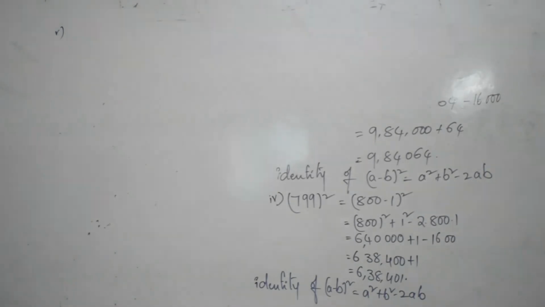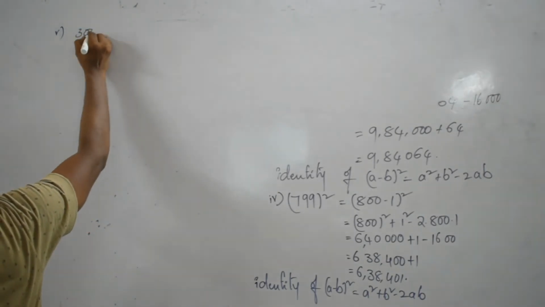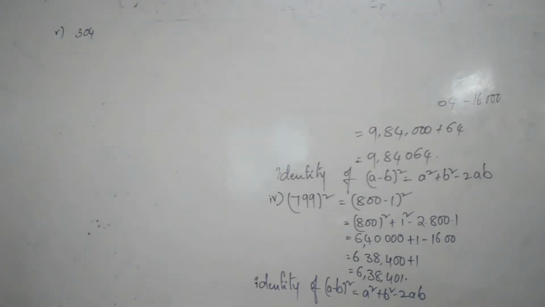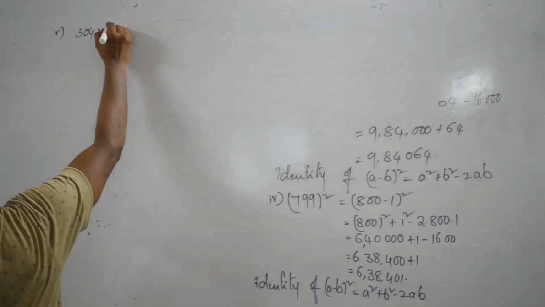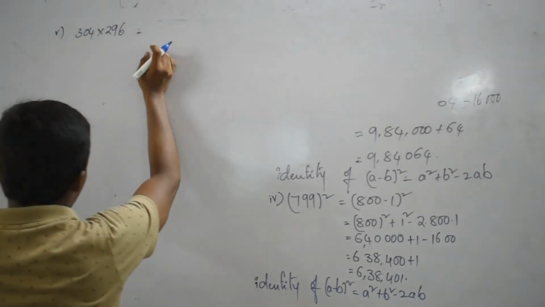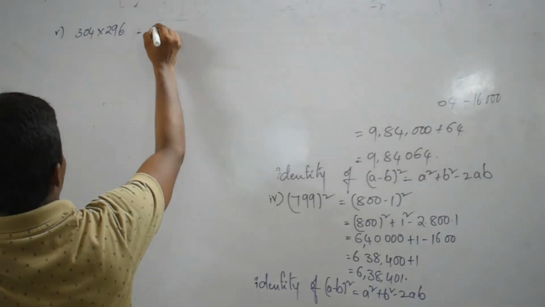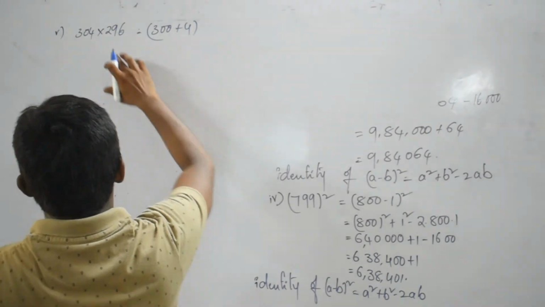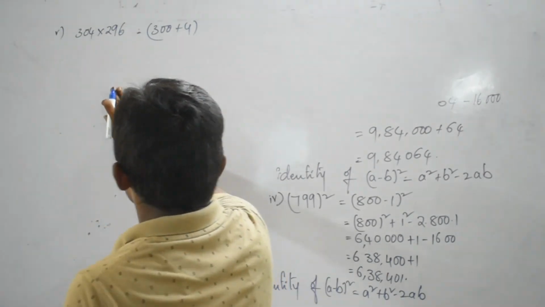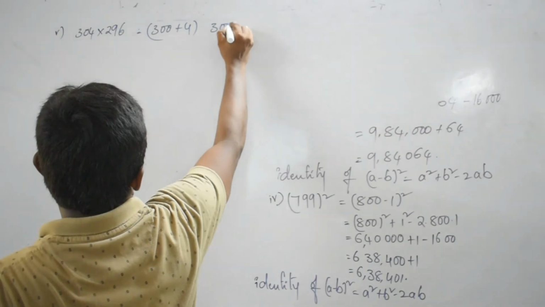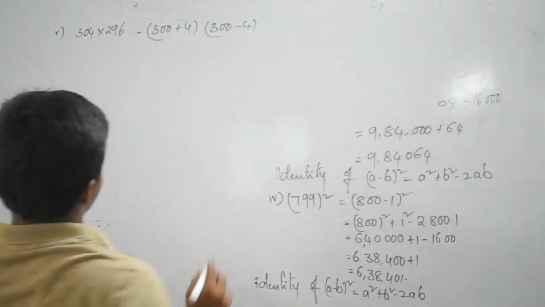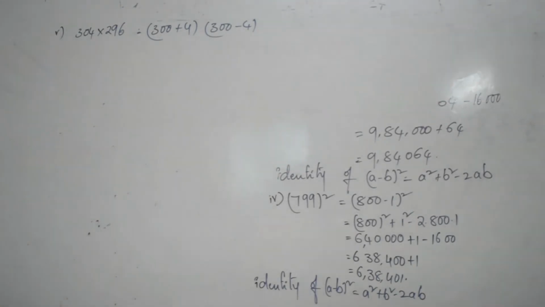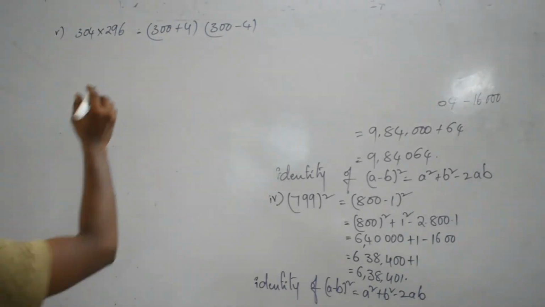5th one, 304 times 296. So convert this. 304, how to write? 300 plus 4. 296 convert: 300 minus 4. Now 304 and 296, how is it?